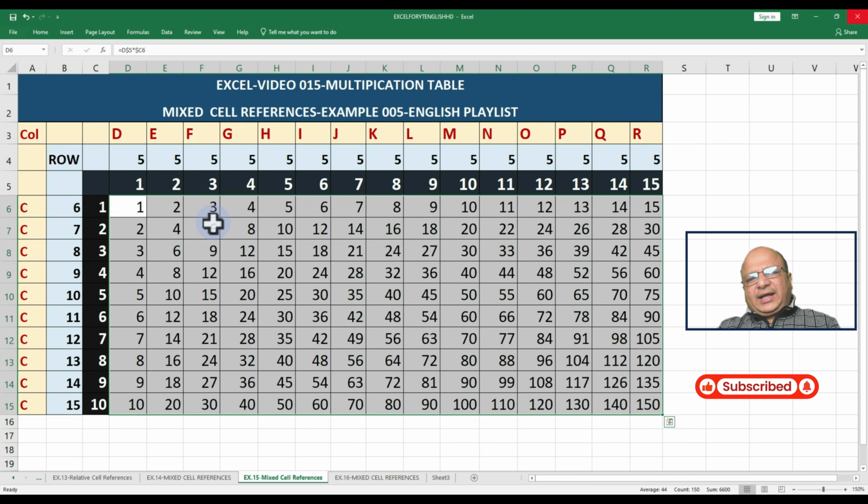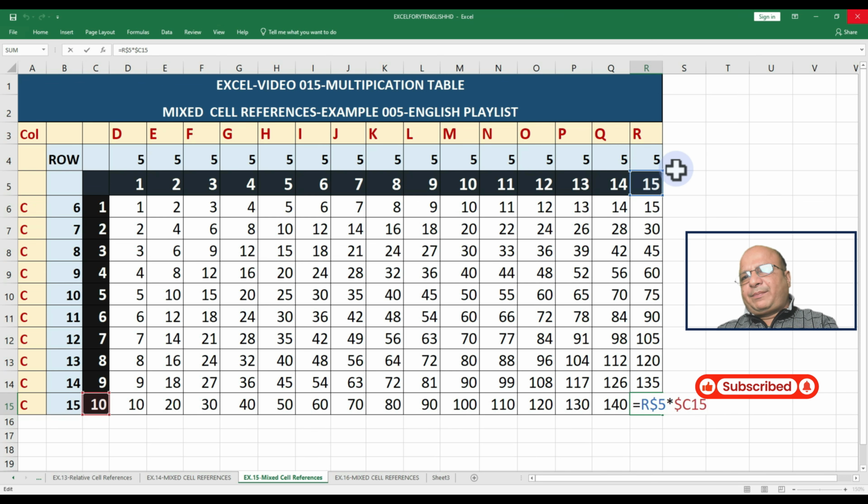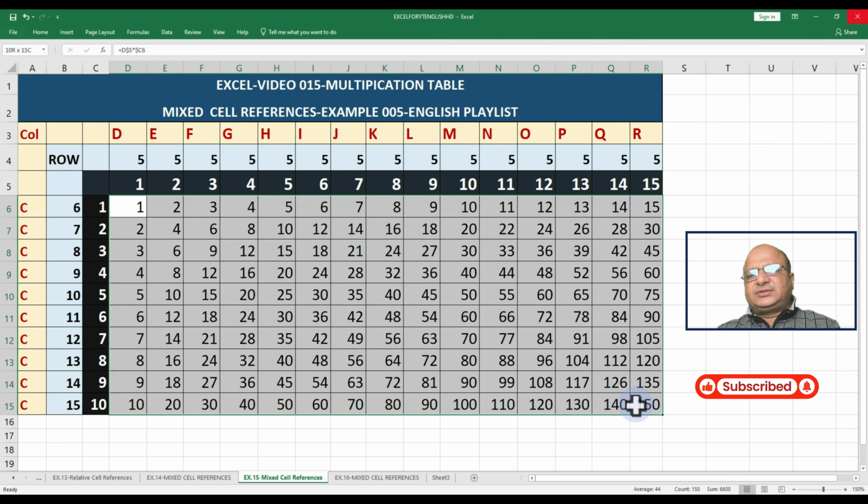Now press Ctrl Enter. See, we have the 150 formulas inserted with the mixed cell reference technique. Let's check the last formula, F2. The first value is picked up from the R5 cell. We want the 15, so 15 from the R5 cell is picked up. Multiply by C15. So check, we have the value 10 from the C15 cell address. So cell addresses are correctly working in the last copied cell. That means the cell addresses are correct across the borders.